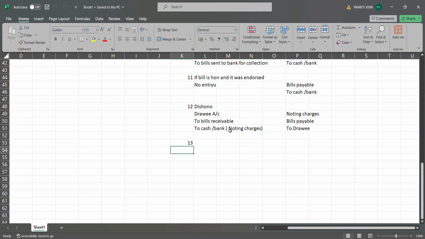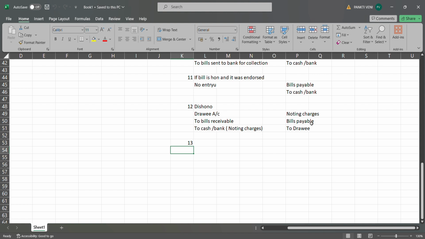Then what will be the next? I have paid noting charges for it, so that noting charges also I'll have to cover from the drawee. That is my expense, and I'm supposed to collect it from my drawee. So that's why I'm crediting that.